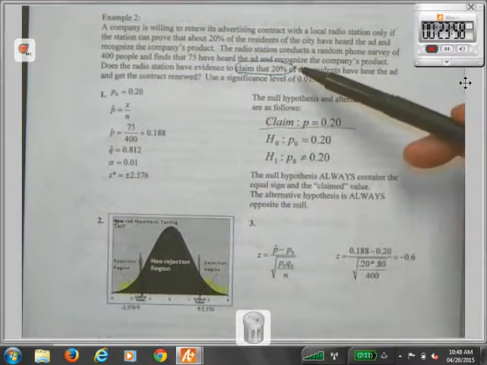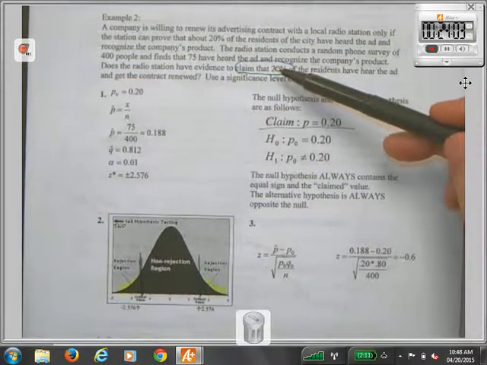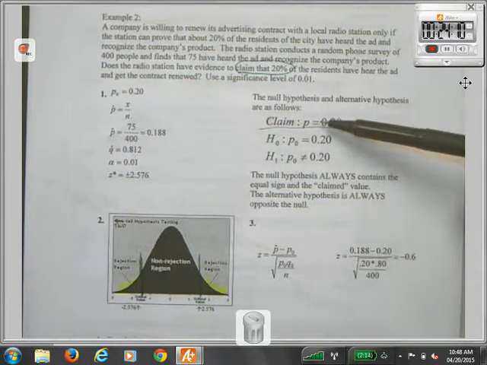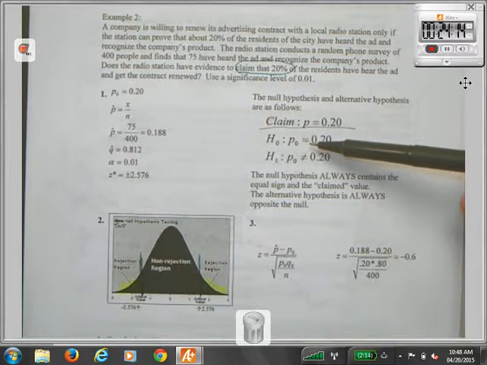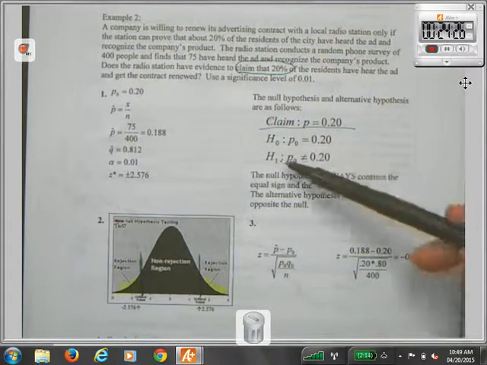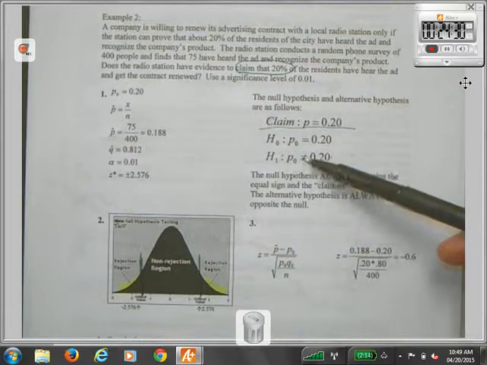Okay, here's that claim. Very important that it matches. They don't say more than or less than or at least or at most or anything like that. They say that it's 20%. So that gets us the equal sign. Following the rule, the equal sign goes into the null hypothesis. So the claim and the null match. Therefore, the alternative is going to have the not equal sign. It has to be the opposite of the null.